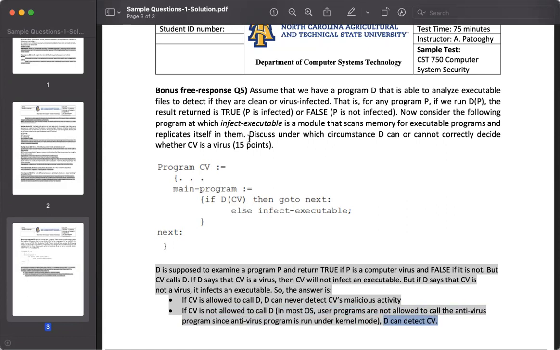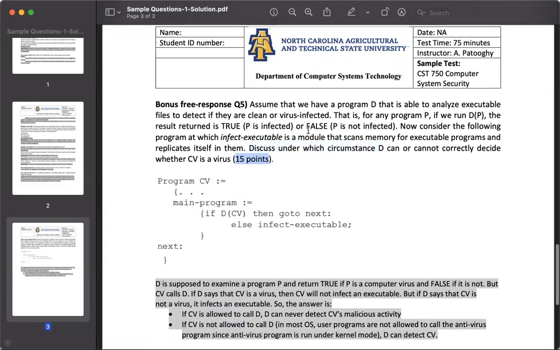We discussed under which circumstances we can or cannot detect this malicious code. This is an extra bonus, so you don't have to answer it, but if you've answered it, you can get up to 15 points. We may have extra bonus questions like this in the actual test, or may not. That's something that you'll see tomorrow. If there is any question, please feel free to ask.